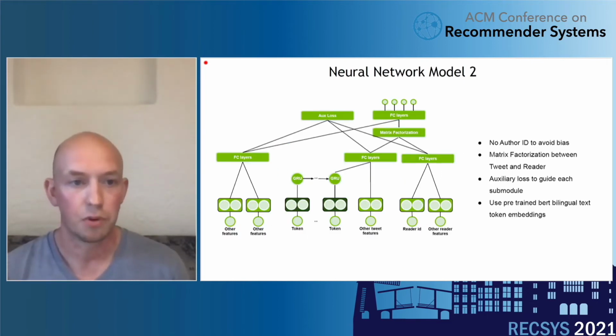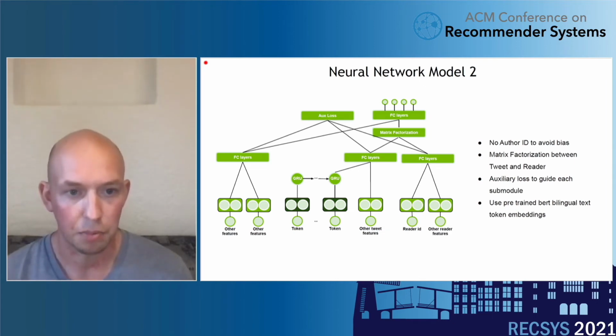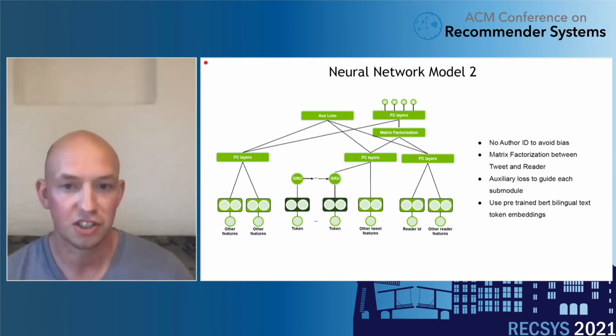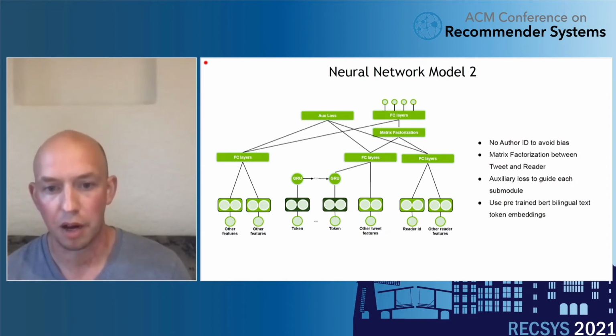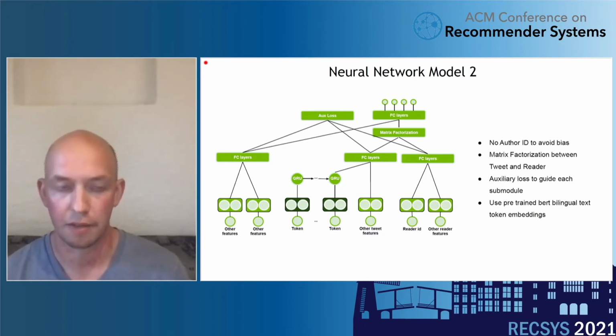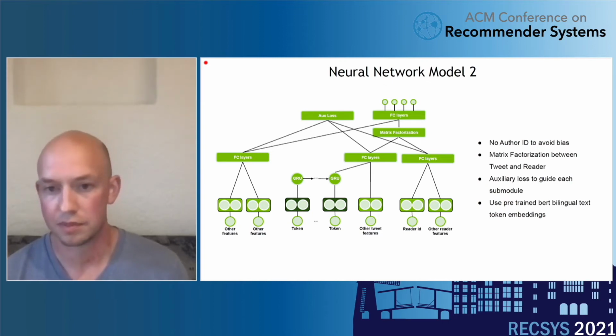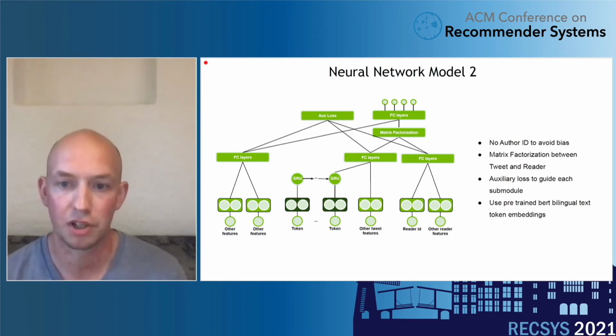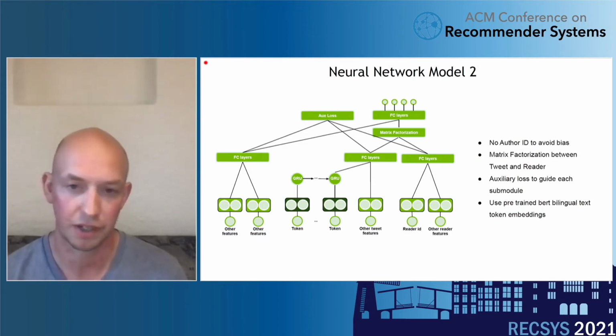The second neural network model has a little bit different structure, as you can see. We use the tokens again with a GRU layer. We add some other tweaked features to it, some fully connected layers. Then we have the reader ID with some other reader features and fully connected layers, and do the matrix factorization between the two. Then, having other features, we concatenate them and do the 4 targets prediction. Here we have an auxiliary loss to guide the submodels. And we use pre-trained BERT bilingual text token embeddings as well.